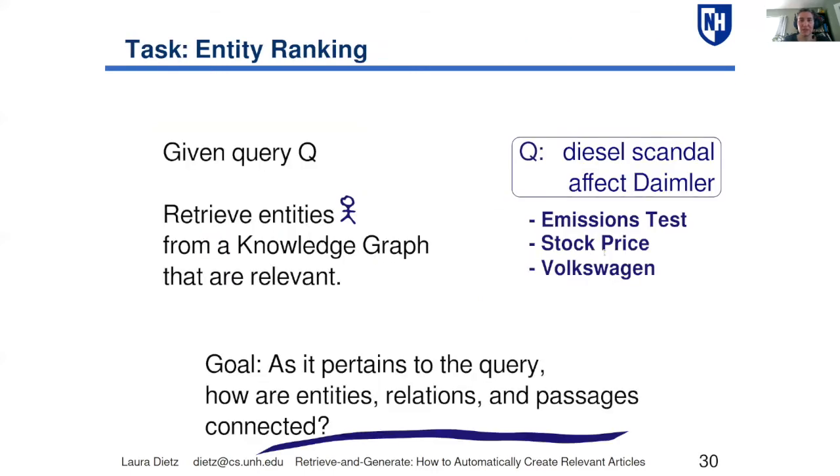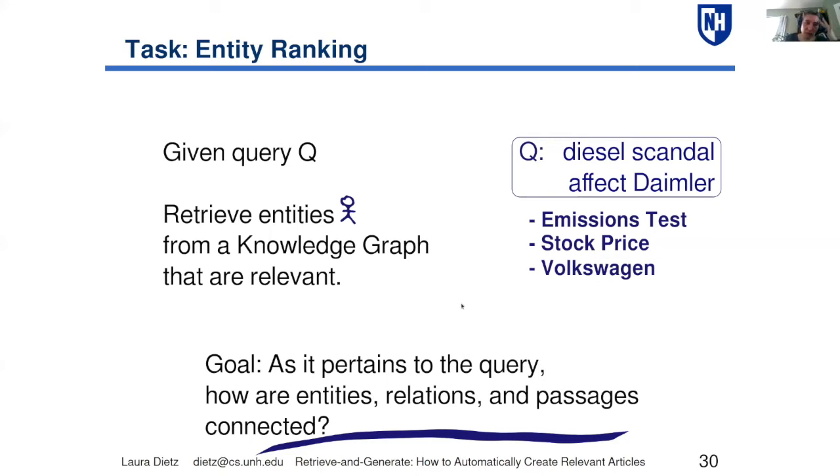All right. So entity ranking is essentially like passage ranking, just with entities. We're given a query, and we're supposed to retrieve entities from a knowledge graph, preferably those that are relevant. For example, if the query is "diesel scandal affect Daimler", we want entities such as emissions test, stock price, Volkswagen.